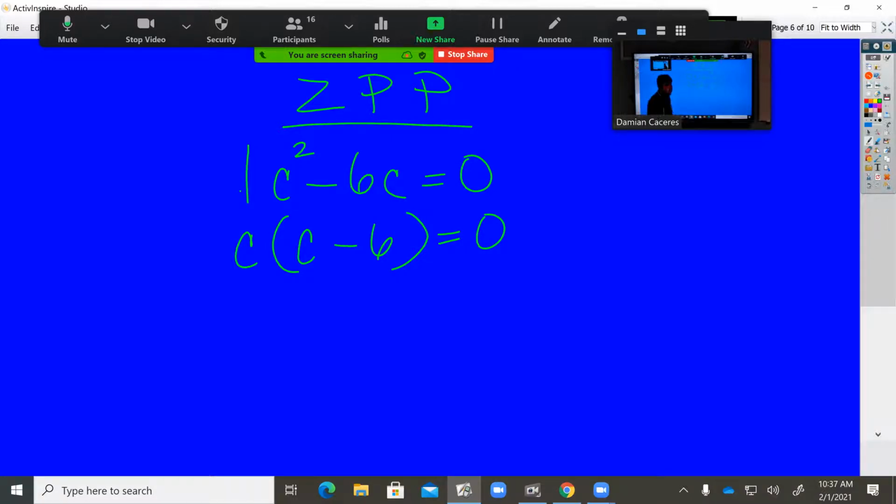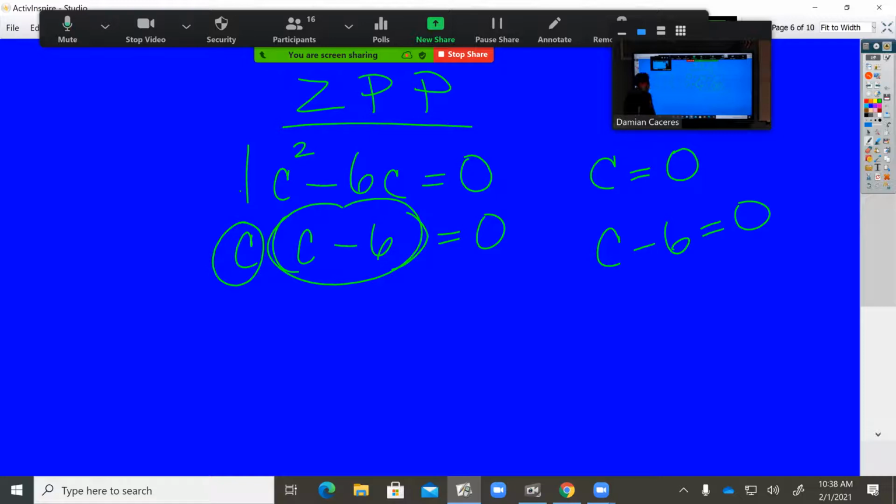Now, zero product property comes from the common sense that anything times 0 equals 0, and 0 times anything equals 0. Because that is true, you can make each one of these factors equal to 0 and solve them both. The first one's already solved. C equals 0. But the second one, how do you solve that?